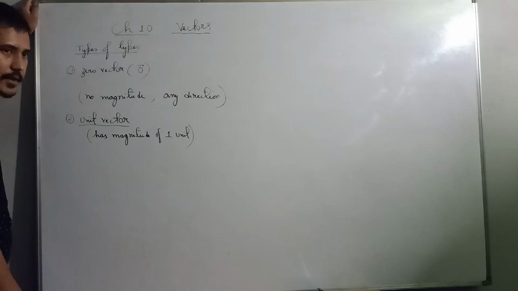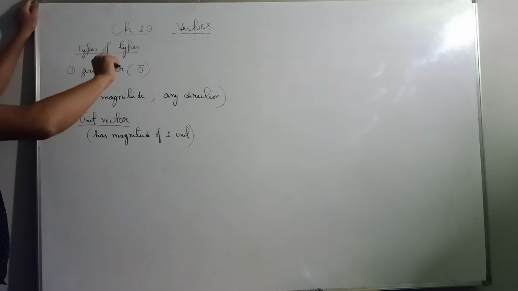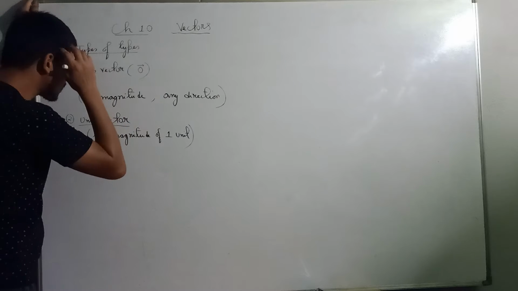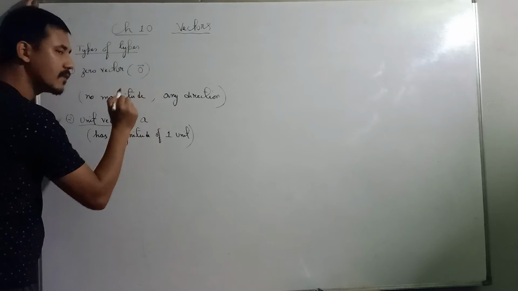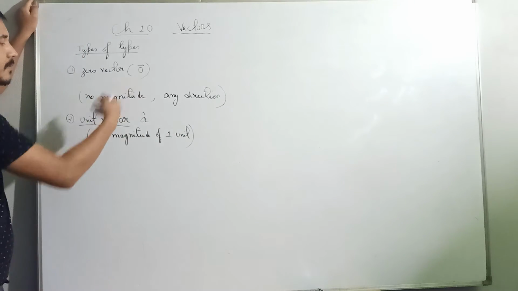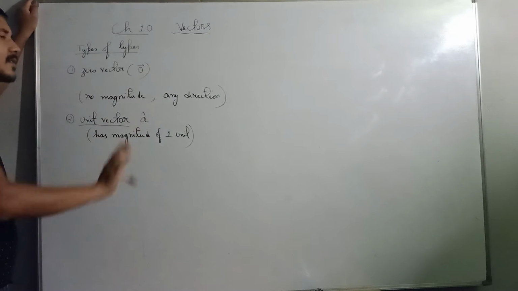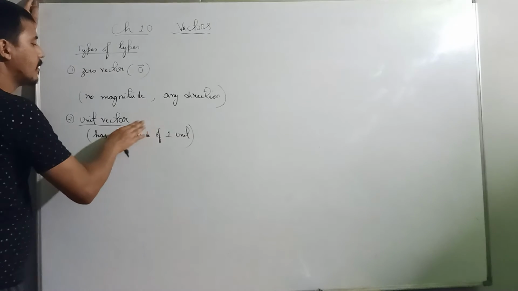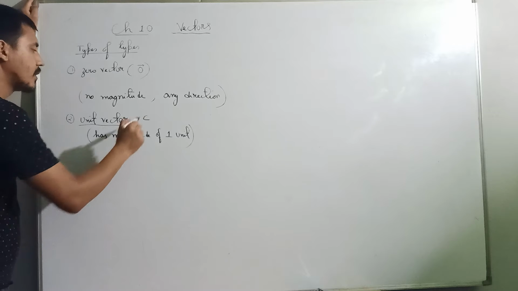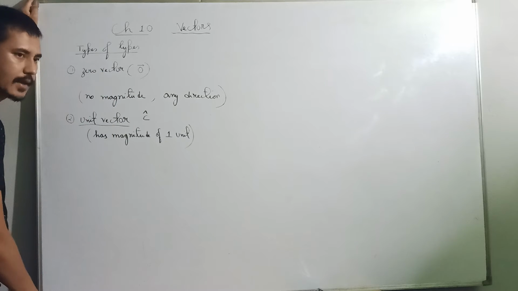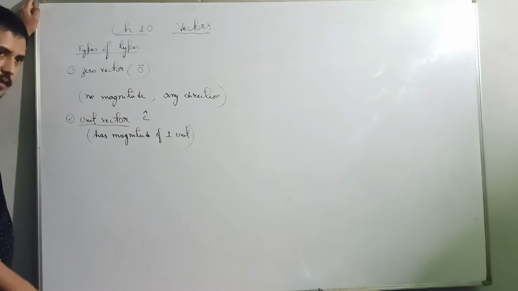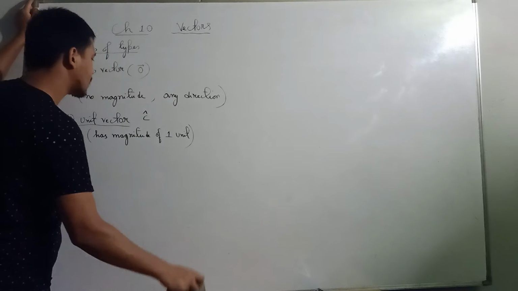We use this unit vector to specify the direction, for example of the x-axis. Suppose you are choosing a as the unit vector, then it has to be followed by a cap. This cap denotes that a is a unit vector. If you are taking c to be a unit vector, then you write c cap. This cap denotes that c is a unit vector, that means it has magnitude 1.